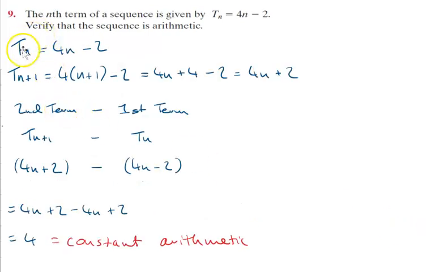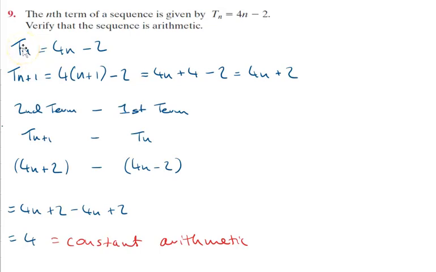Algebraically, we can start with the Tn formula. So Tn equals 4n minus 2. And then we're going to work out Tn plus 1. So we're going to replace the n with n plus 1. Make sure to include brackets. So then 4 times n is 4n. And 4 times 1 is 4. And we're going to bring over the minus 2. And then 4n is going to be the only algebraic term. And then 4 minus 2 is 2. So Tn plus 1 is 4n plus 2.